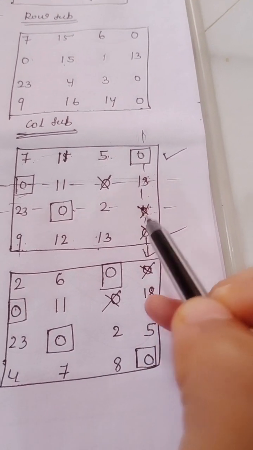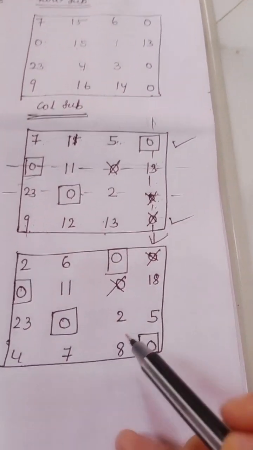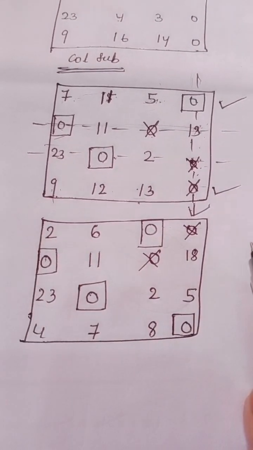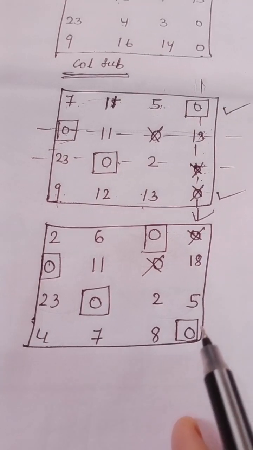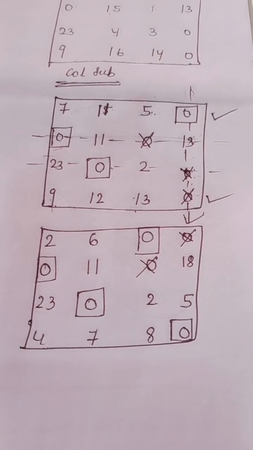But here see, row 4 is not assigned and column 3 is not assigned. So here we can't stop. You have to do this step. Now see here, all the values are in rectangles. Now we can find the total minimum cost.